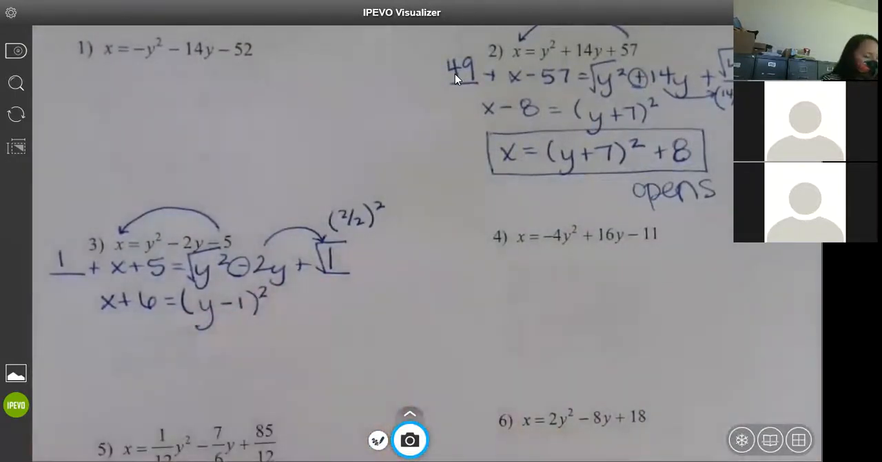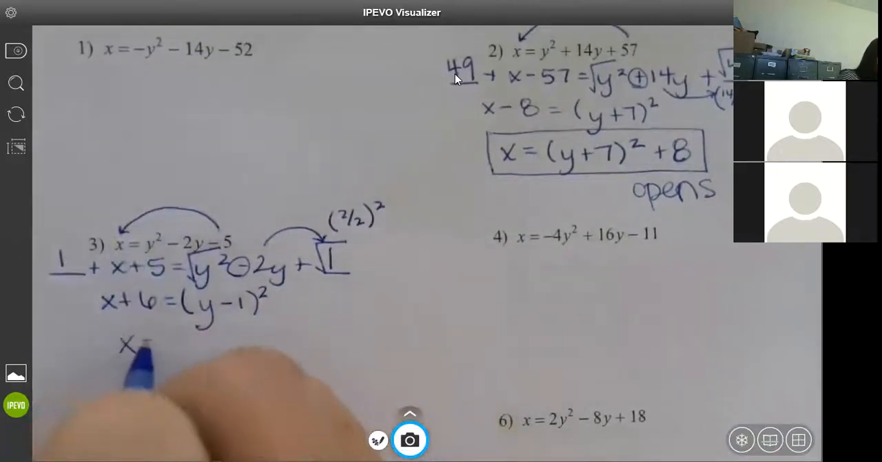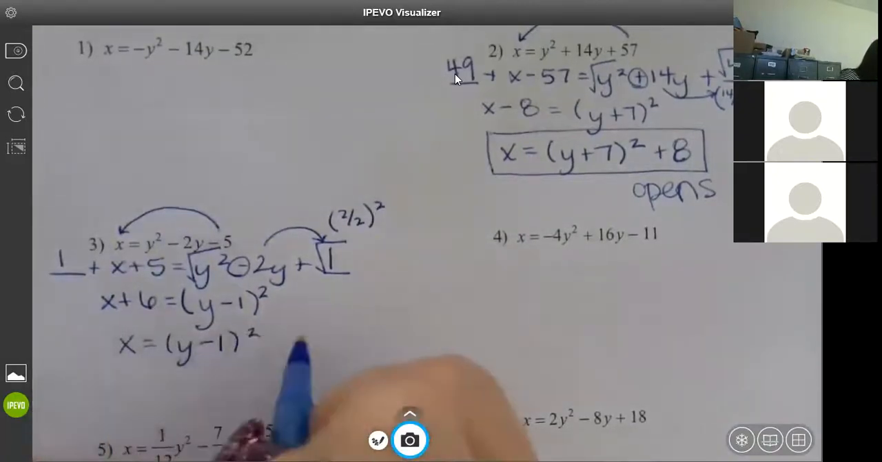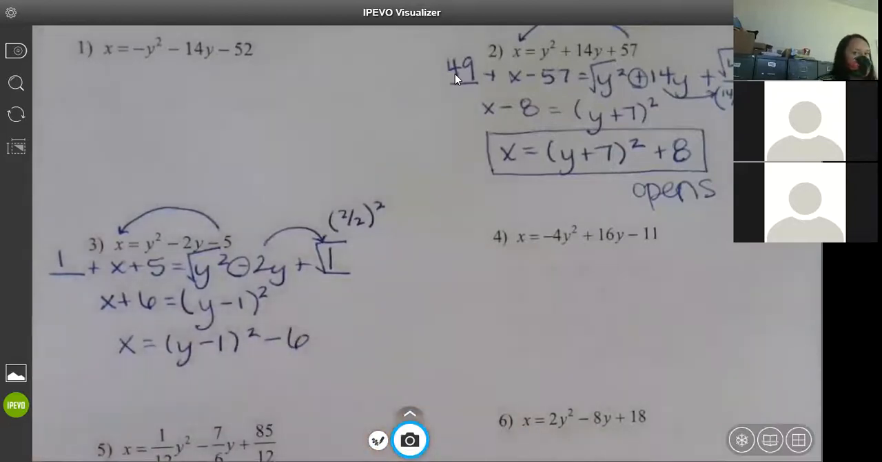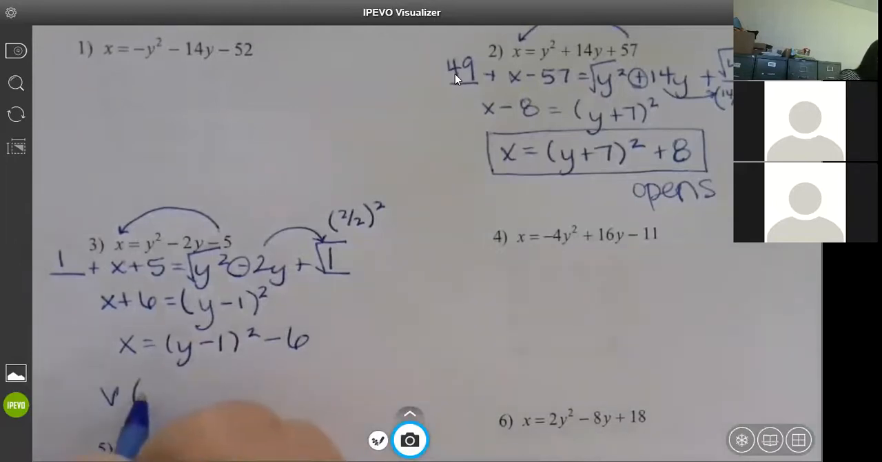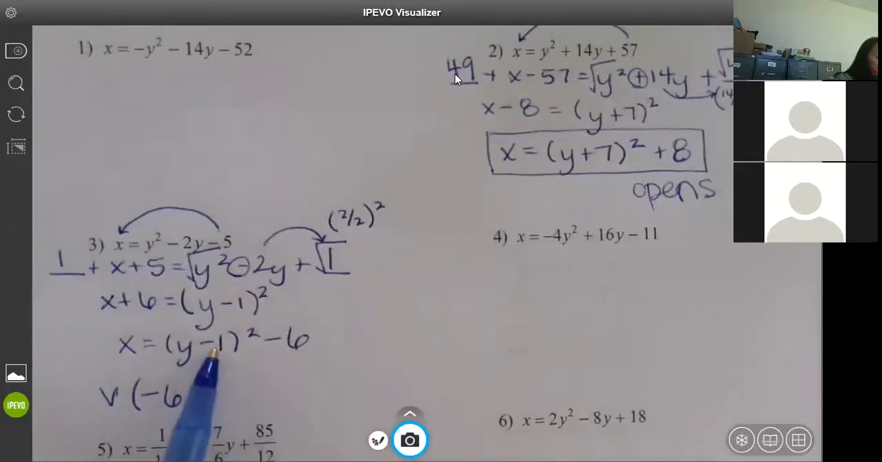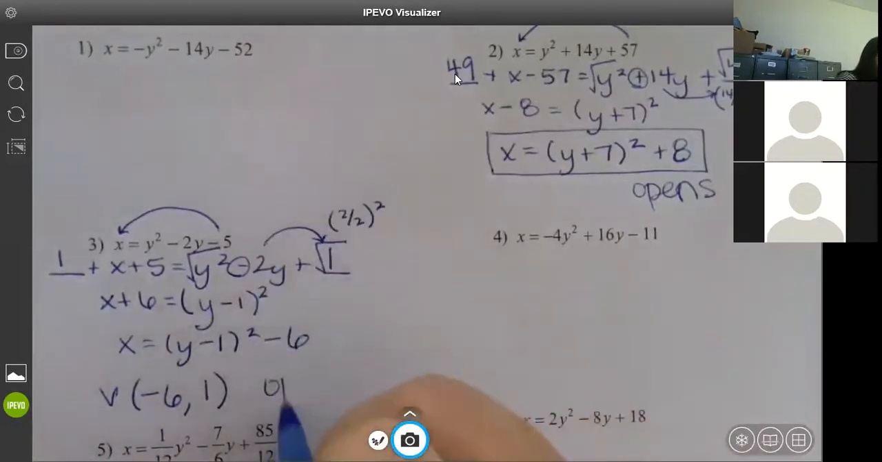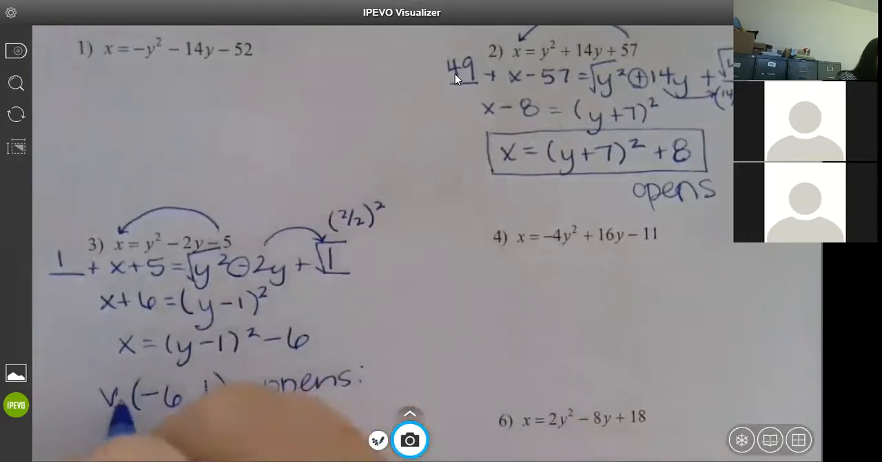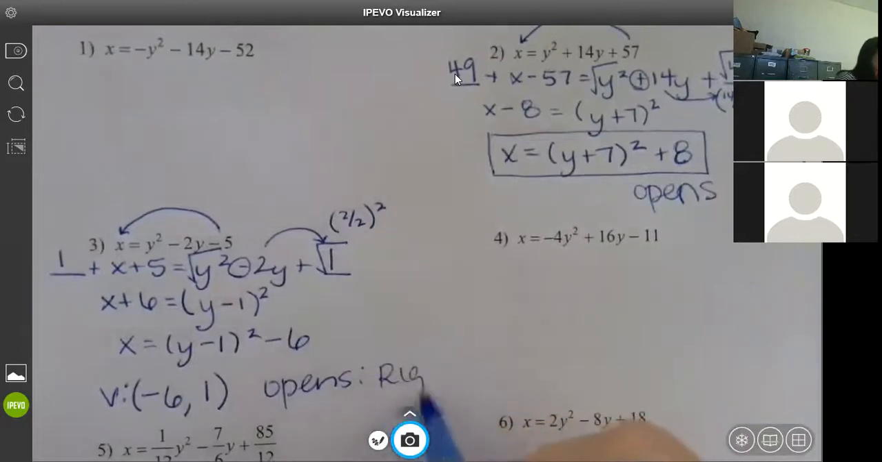What's your last step? Subtract the 6. Y minus 1 squared. Subtract the 6. Where is your vertex? 6, -1. -6. Remember, keep the outside, same sign. What do we do to the inside? Change it to a positive. Good job. All right. How does it open? Opens to the right, because it's positive. That's it.